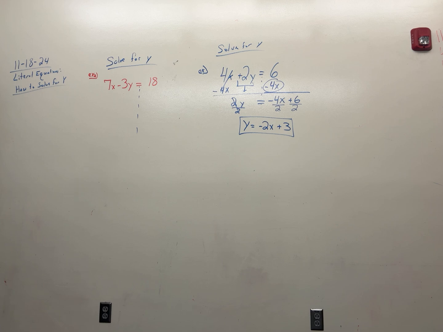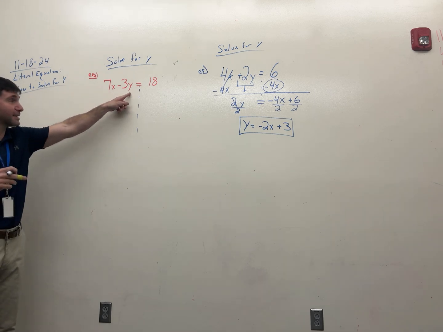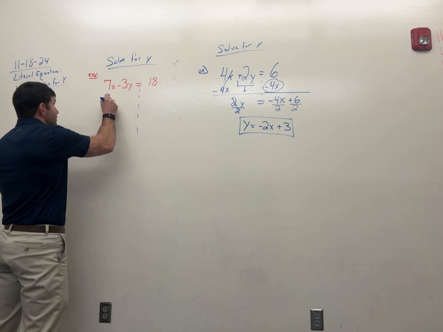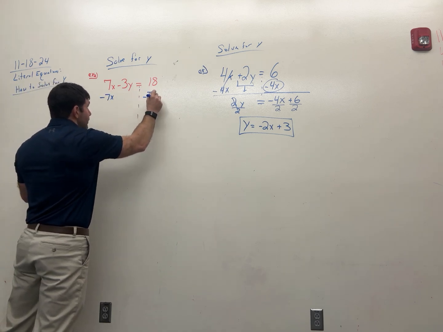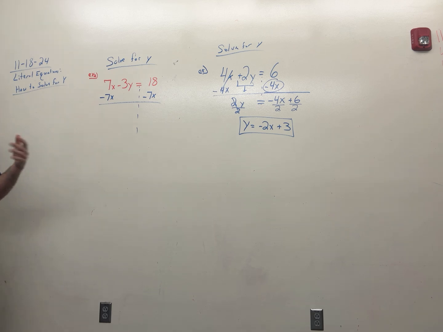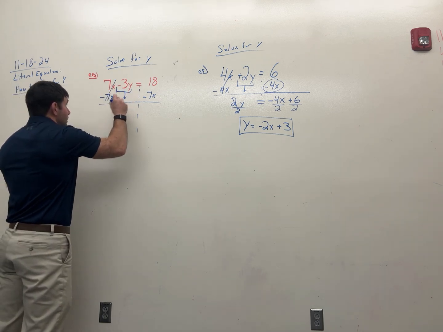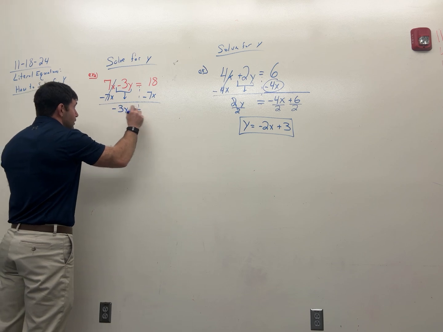What do I need to move first? Kendall, what do I move first to get y by itself? Subtract 7x from both sides. And make sure that it's 7x. One of the biggest mistakes that I see is people just say minus 7. We're not minus 7, we're taking away the 7 x's. That's gone. Negative 3y drops down, equals.